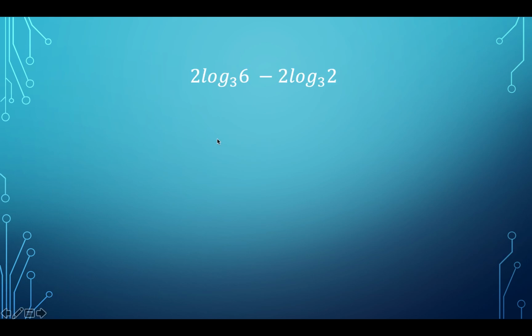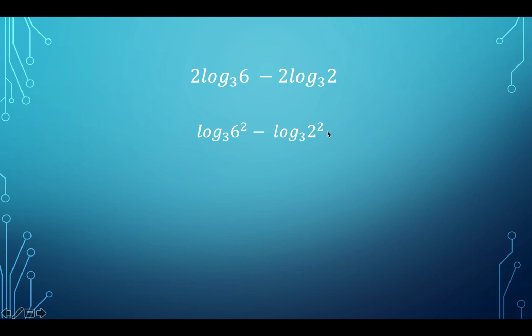How about this one? We have 2 times log base 3 of 6 minus 2 times log base 3 of 2. What did I tell you whenever there's a number in front that acted as a what? As an exponent. So we got to bring the 2 up here and bring the 2 up here. So now we have log base 3 of 6 squared minus log base 3 of 2 squared.